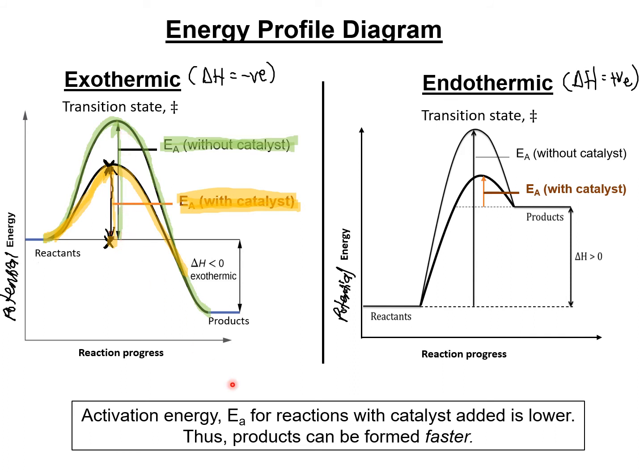Okay. If you look at this, endothermic is the same. First, you draw the activation energy without catalyst. To draw the activation energy without catalyst, you must remember that activation energy is at the maximum potential energy. The maximum potential energy is where your transition state is. So it is the energy difference between the maximum potential energy and the potential energy of the reactants. You draw the activation energy without the catalyst first.